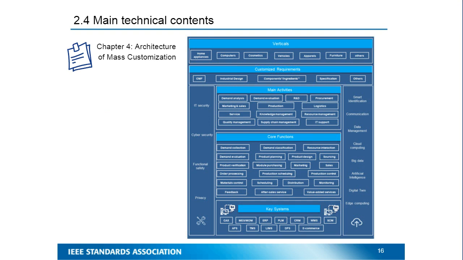With a series of case studies in different verticals, we distill out the customized requirements for both discrete and process manufacturing, main activities along with the product life cycles, core functions to support each activity, relationships with existing management software and IT infrastructure to support mass customization.